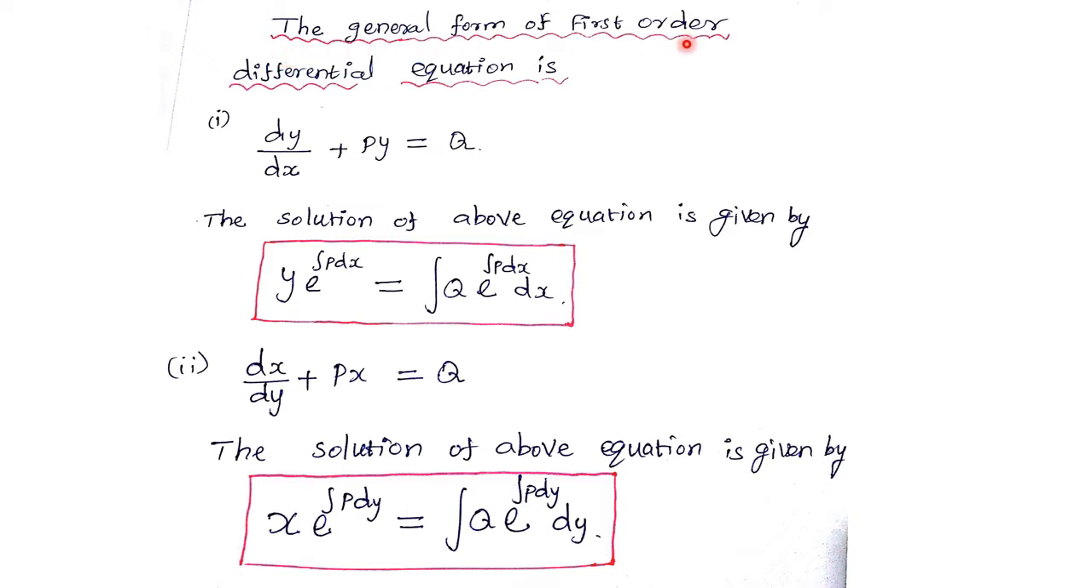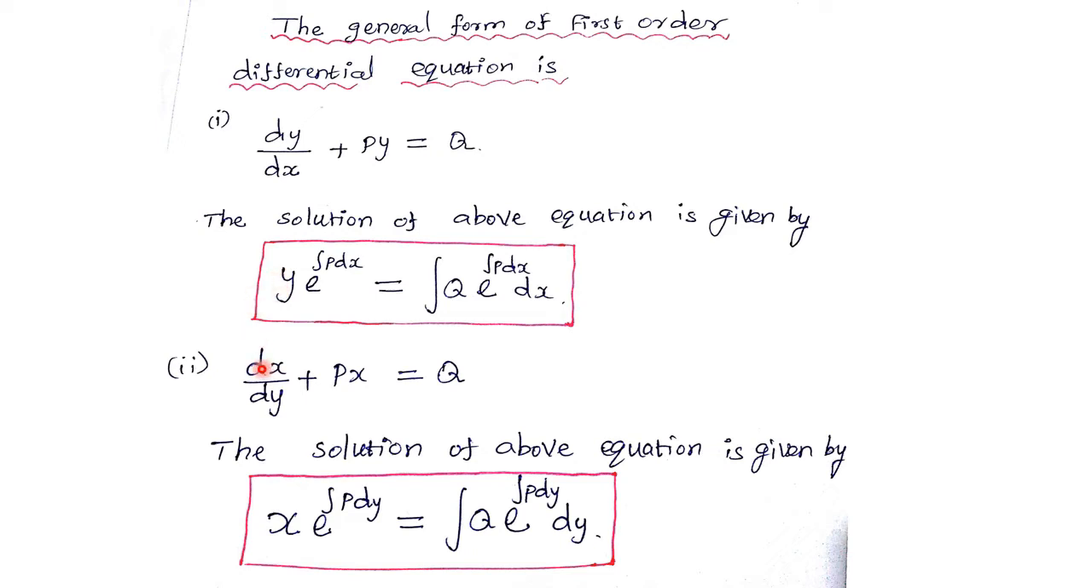The general form of first order differential equation in the RHS equal to variable category has two types. First one, dy divided by dx plus p into y is equal to q. Here p and q are the variables. Solution of the above equation is given by y into e power integral of p dx is equal to integral of q into e power integral of p dx into dx. This is the general formula when the solution of the equation is y.